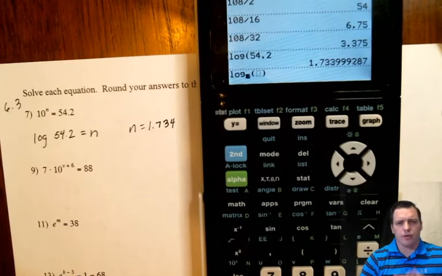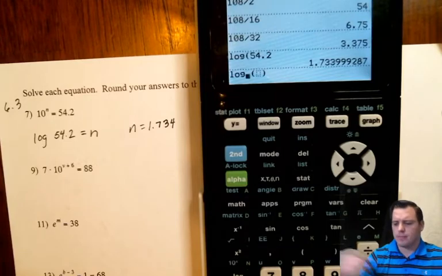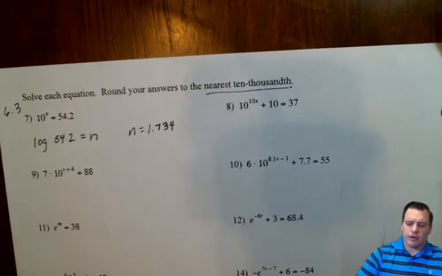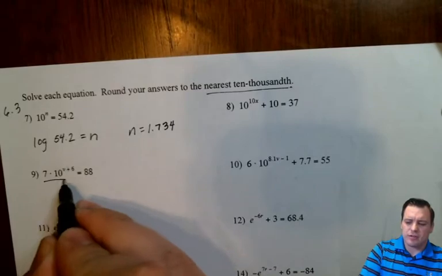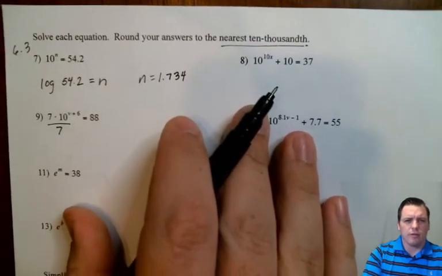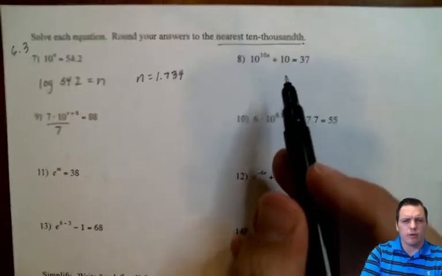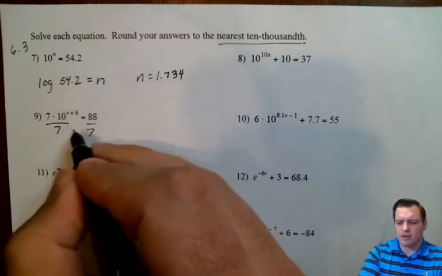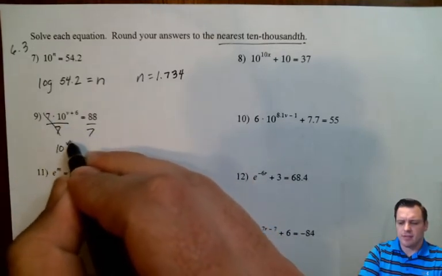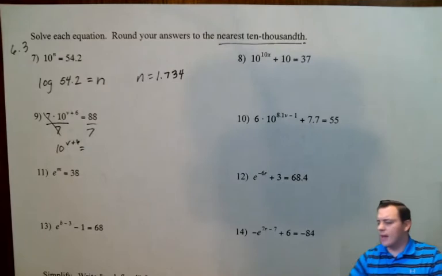If you're wanting to do it with the actual base, going over here, you'd have to divide by 7 first. So I'm going to let you, if you want to get some practice on your own, work some of those. Divide by 7 first. That's 10^(r+6) equals 88 over 7.